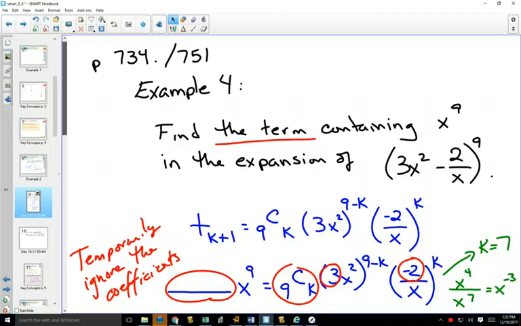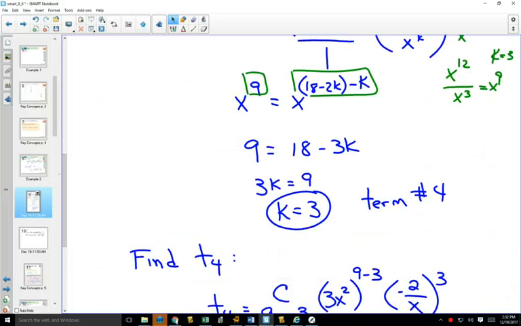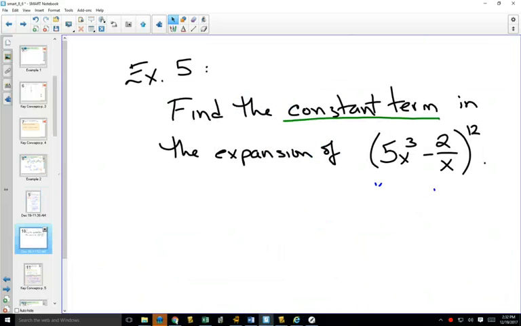And our last example: find the constant term in the expansion of. So we have to go back to some of our grade 9 definitions. What is a constant? It doesn't change, but when you're talking about a constant term, what is a constant term?